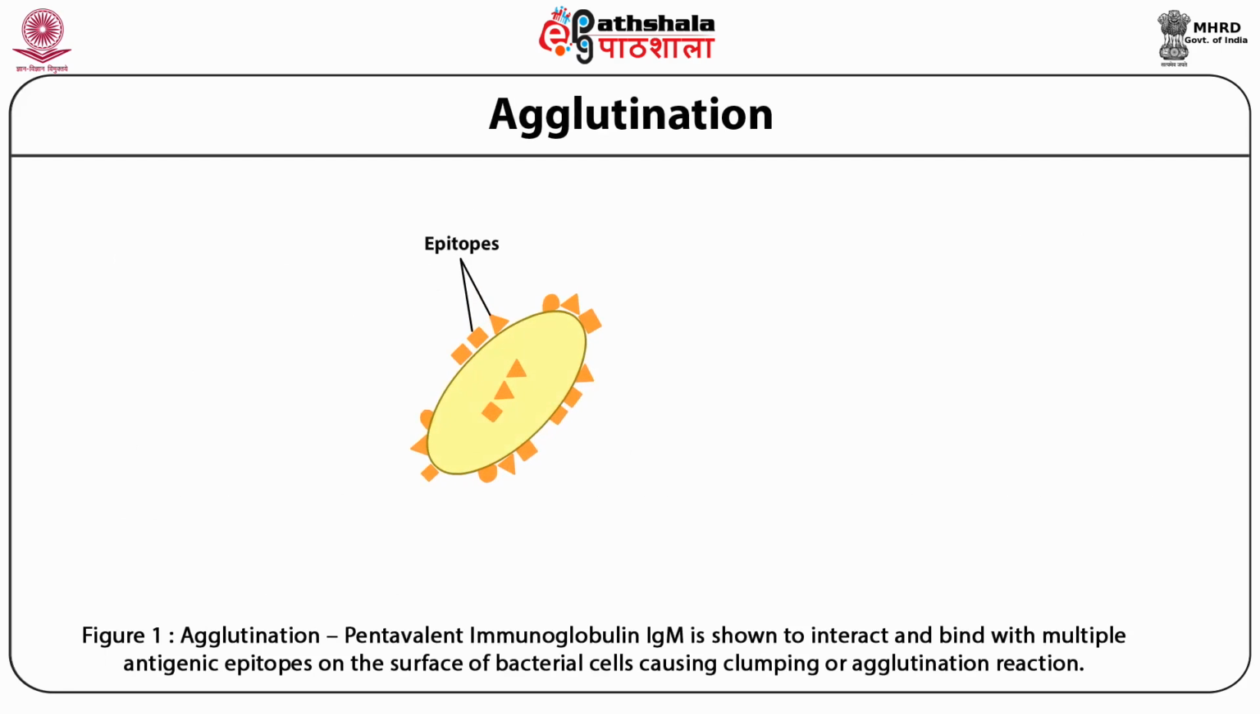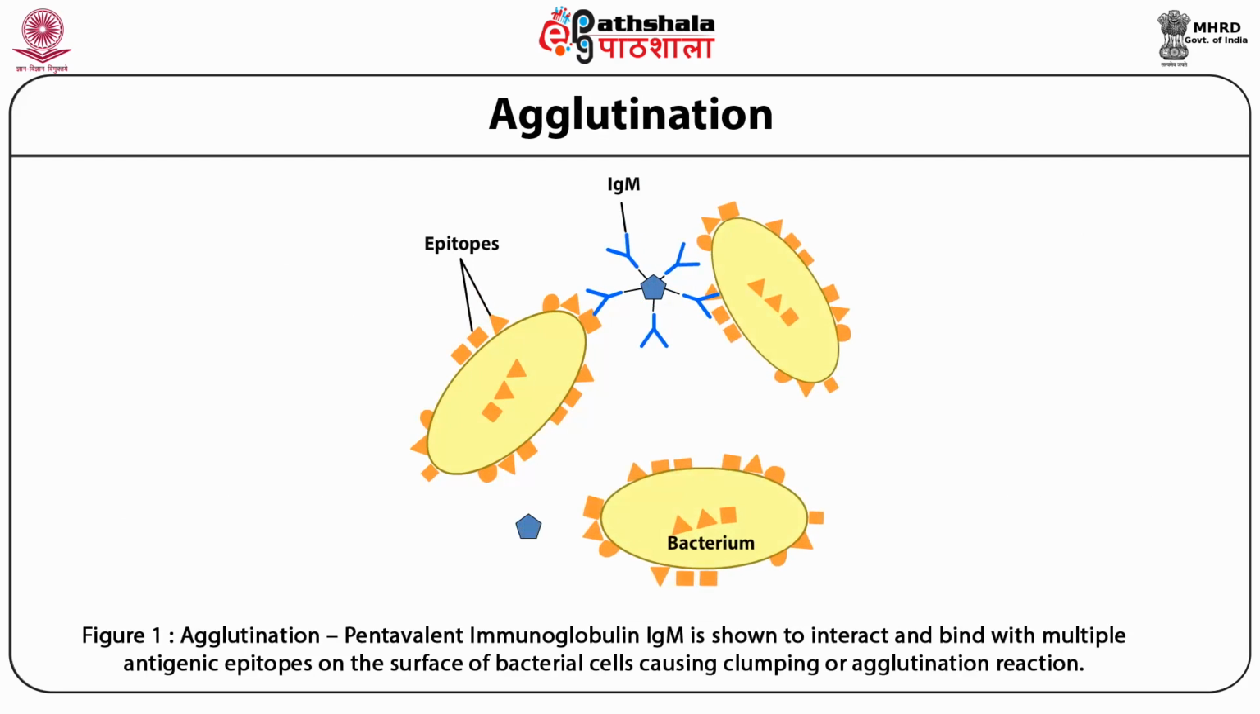This figure demonstrates the process of agglutination, where a pentavalent immunoglobulin IgM is shown to interact and bind with multiple antigenic epitopes, shown in color orange, on the surface of bacterial cells, causing clumping or agglutination reaction.